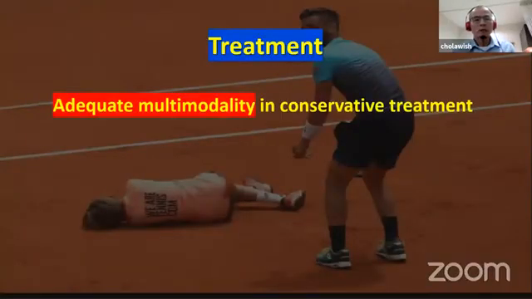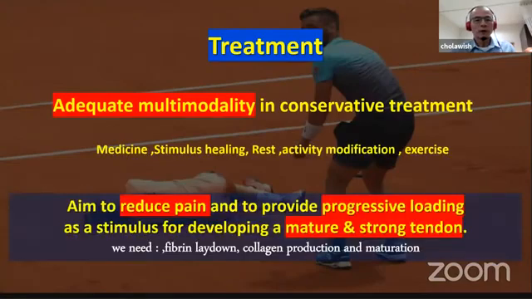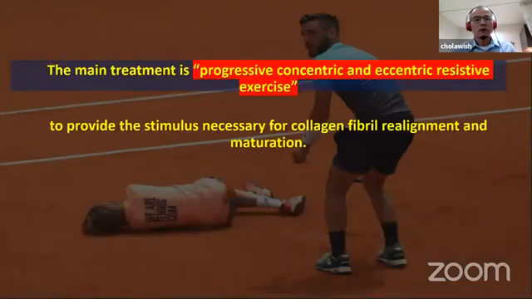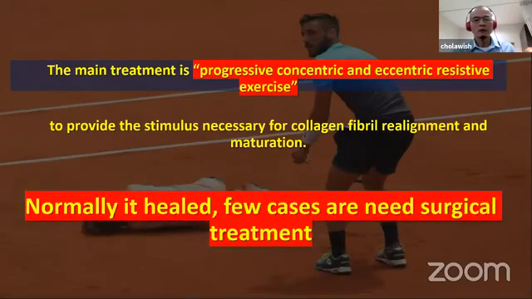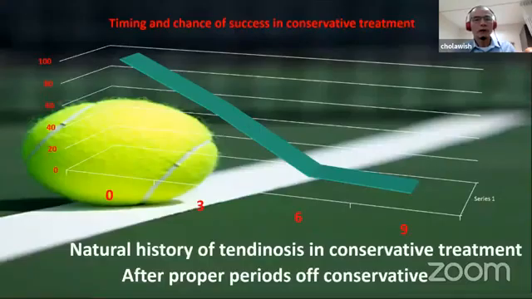The treatment is adequate multimodality conservative treatment, aiming to reduce pain and provide progressive load as a stimulus to develop mature and strong tendon. The main treatment is progressive concentric and eccentric resistive exercise. Normally, it heals. Few cases need surgery. When we decide on surgery, I think we need to know the natural history of tendinosis. If we plan conservative treatment longer than 6 months, the success rate will be reduced from double digit to single digit after 6 months of treatment.